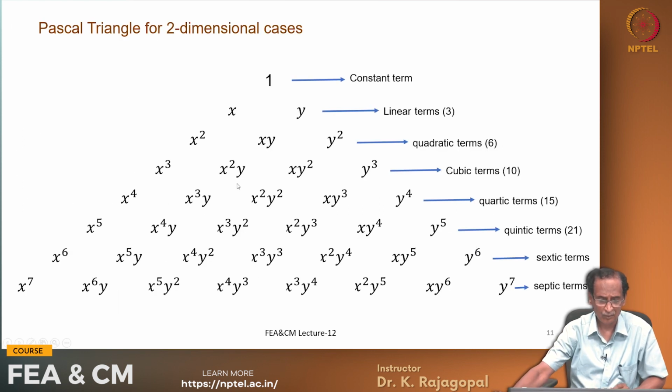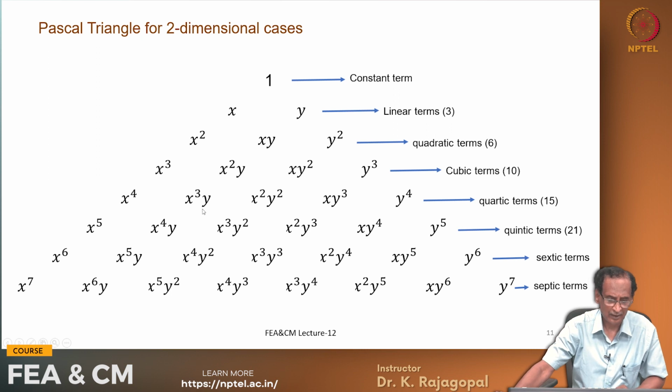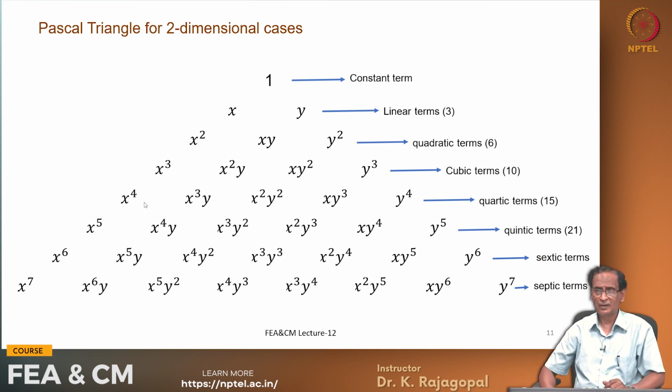See, for the 8 node quadrilateral, we included these 2 terms x square y and xy square, but missed out on x cube and y cube, and for the 9 node quadrilateral we have included x square y square, but we did not include x cube y, xy cube, y4 and x4. Okay. So, all the quadrilateral elements, they have an incomplete polynomial.